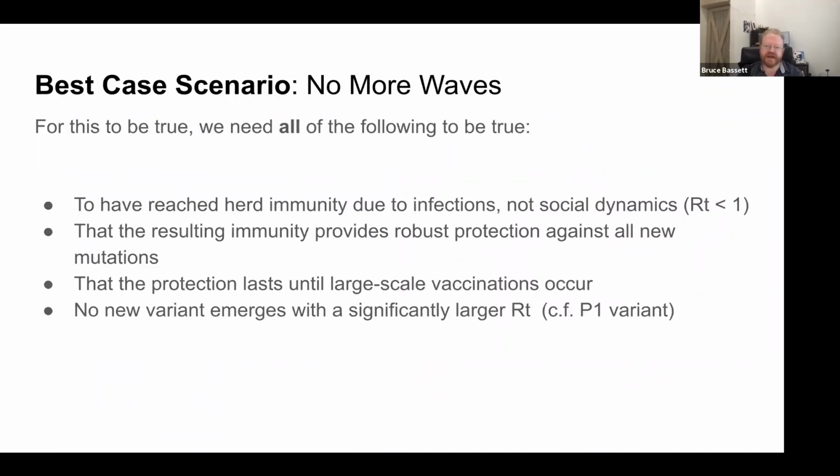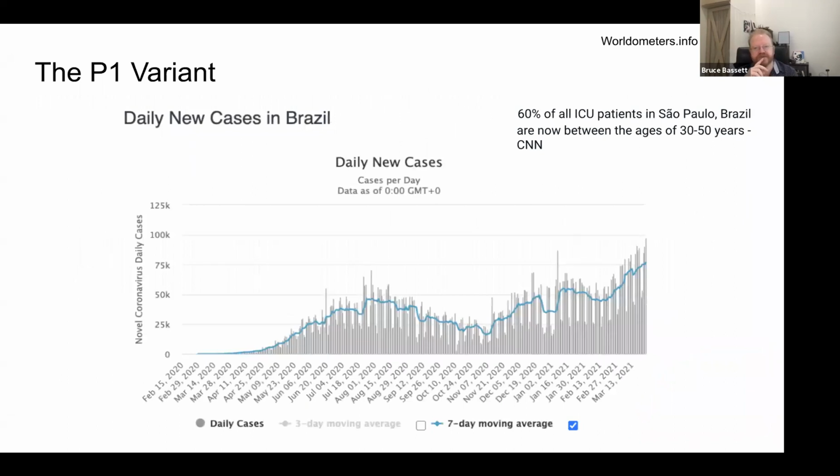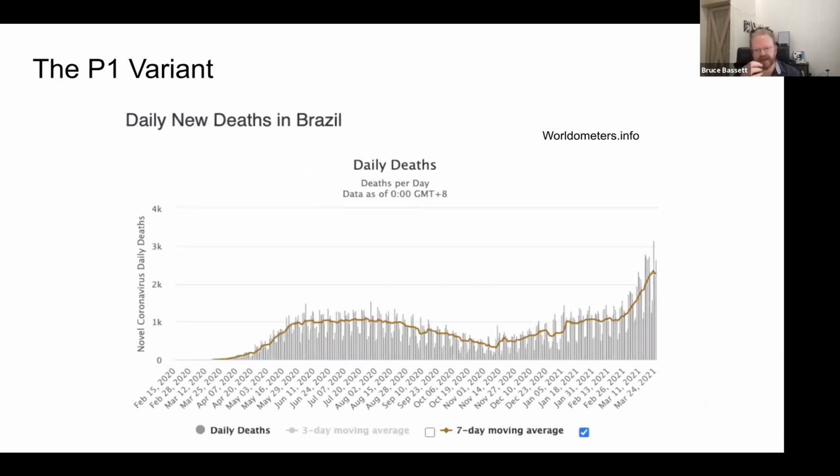So the reason I bring that up is that the P1 variant from Brazil appears, according to initial studies, to be significantly more transmissible. If we look at Brazil, we see that right now apparently 60% of all ICU patients are under the age of 50, which is very, very concerning. It's concerning for the world, it's concerning for Africa, and it's very concerning for South Africa. And in particular, we see their deaths are just going straight up.